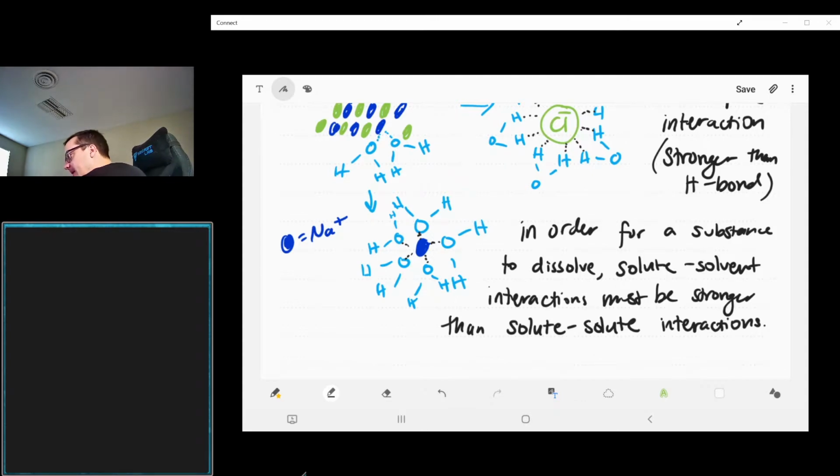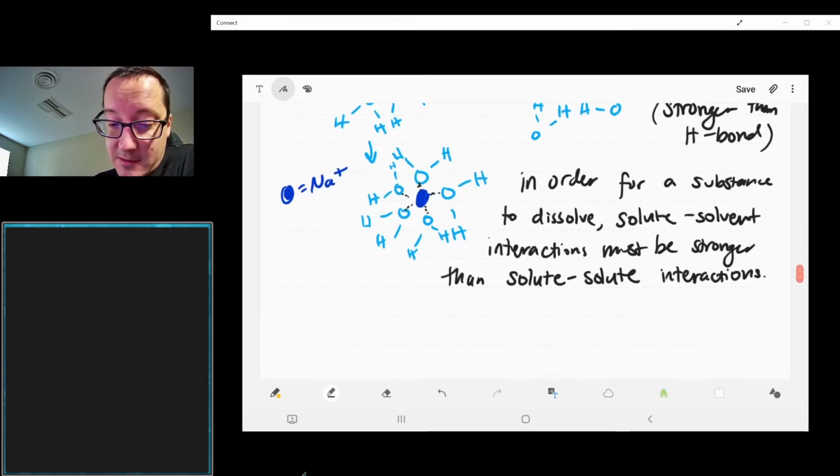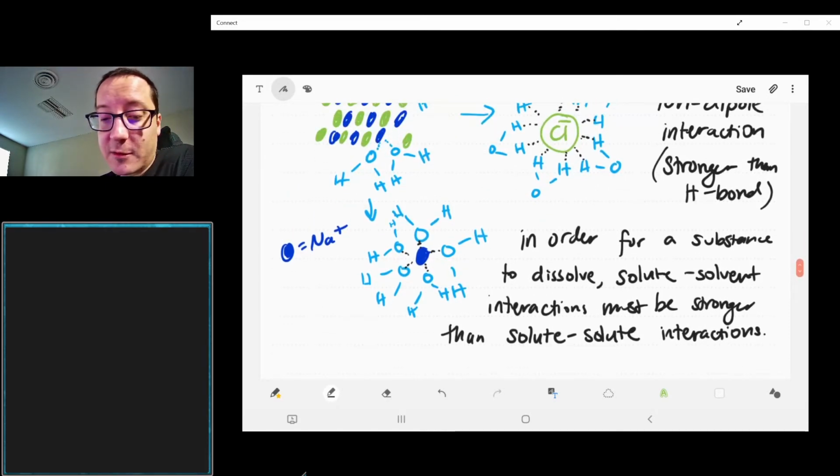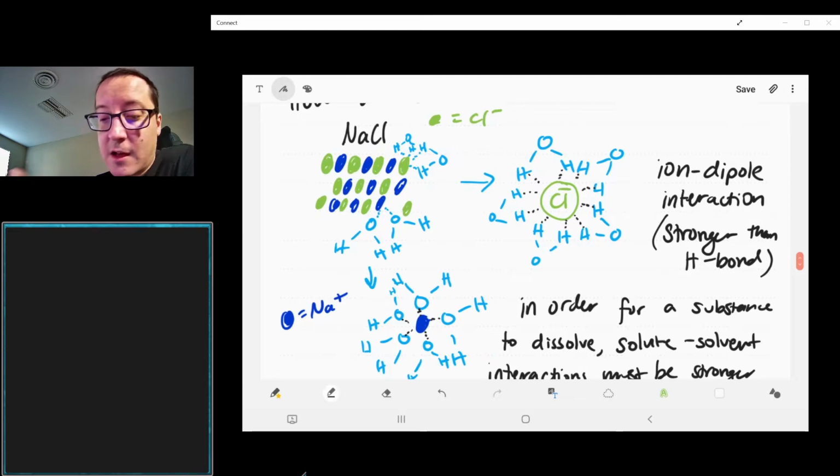And we're going to see here that this can be any sort of interaction. It can be dipole-dipole interaction. It could be London dispersion forces. It doesn't really matter what the type is. In this case, we have ion-dipole interactions versus ionic bonds happening.